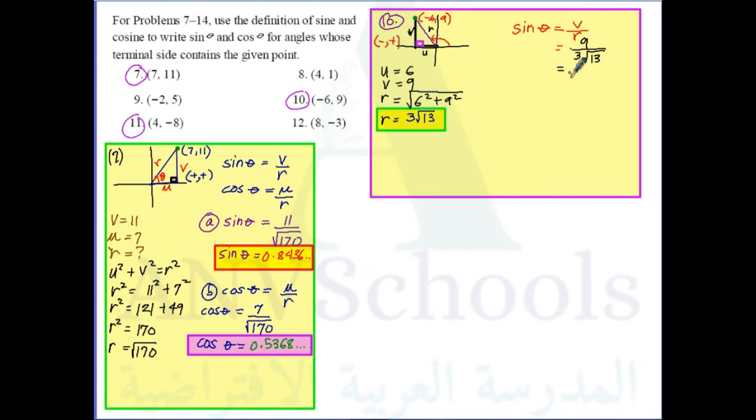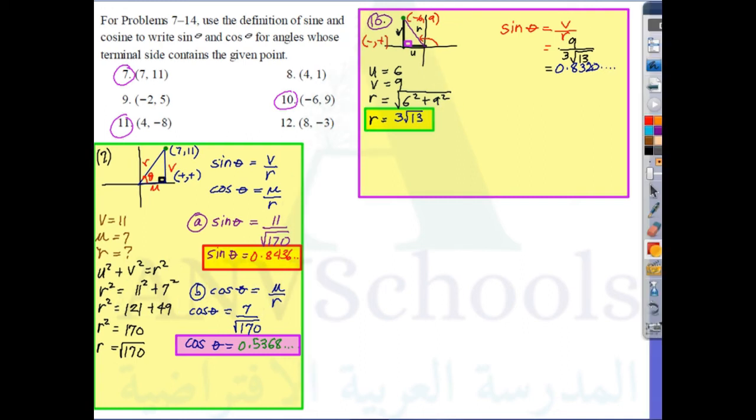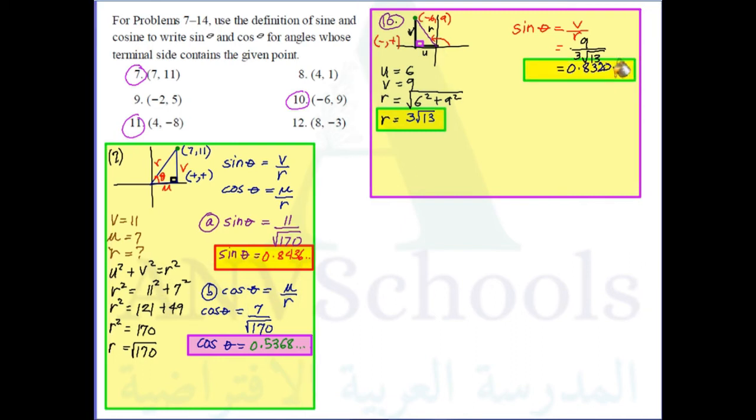So that's approximately 0.8320. Okay, this is our sine theta, and it's positive because it is in quadrant 2. What about my cosine of theta? My cosine of theta should be negative because it's in quadrant 2. Did I say quadrant 1 a while ago? It's in quadrant 2.